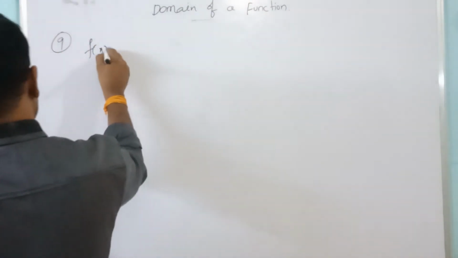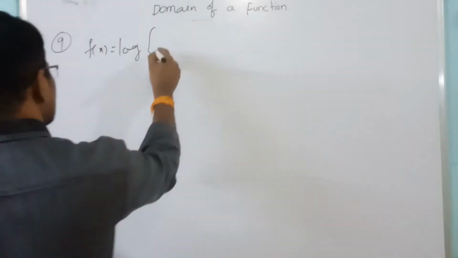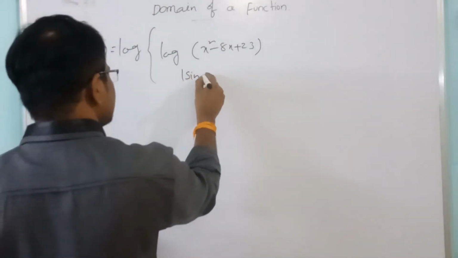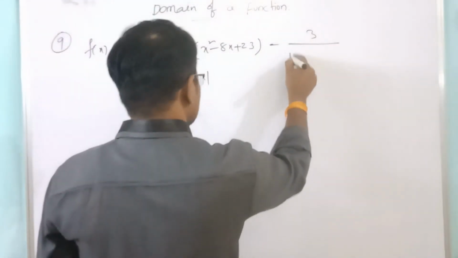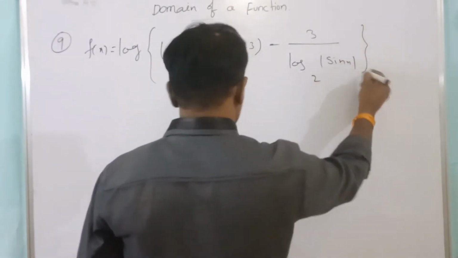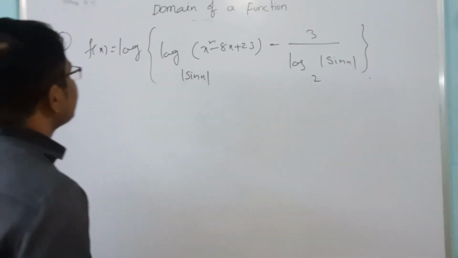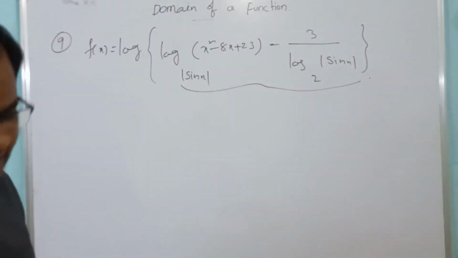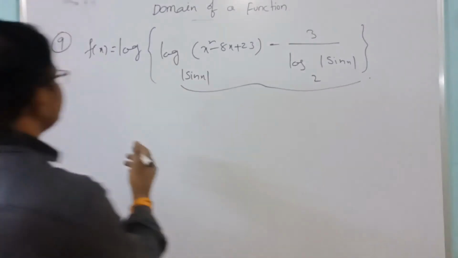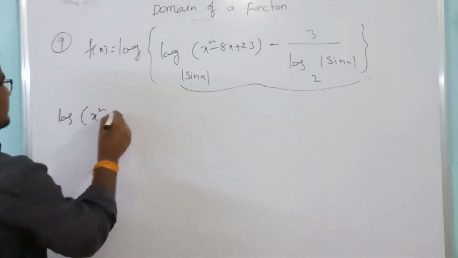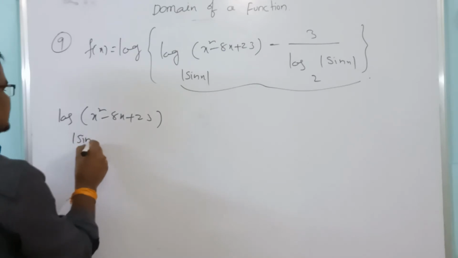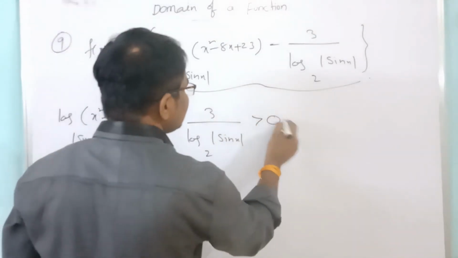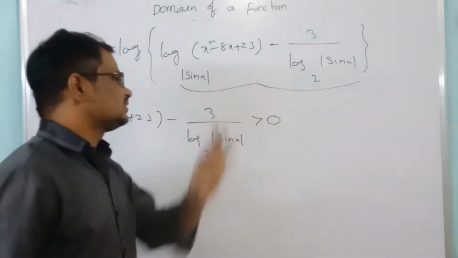F of x equal to log of (x square minus 8x plus 23) to the base mod sin x, minus 3 by log of mod sin x to the base 2. Listen carefully. This has a log, so it should be greater than 0. What is given here is log of x square minus 8x plus 23 to the base mod sin x minus 3 by log of mod sin x to the base 2, and it must be greater than 0.